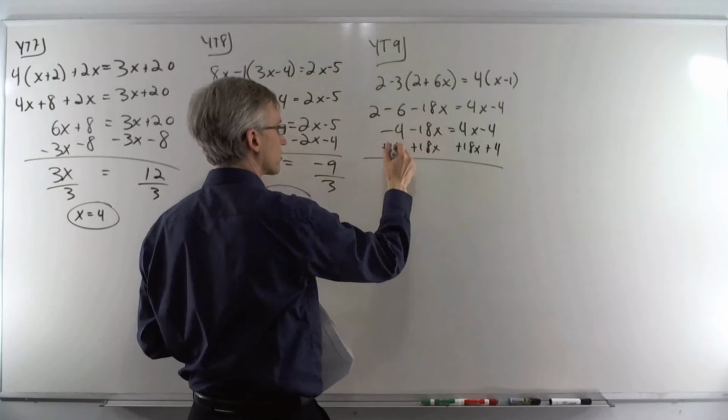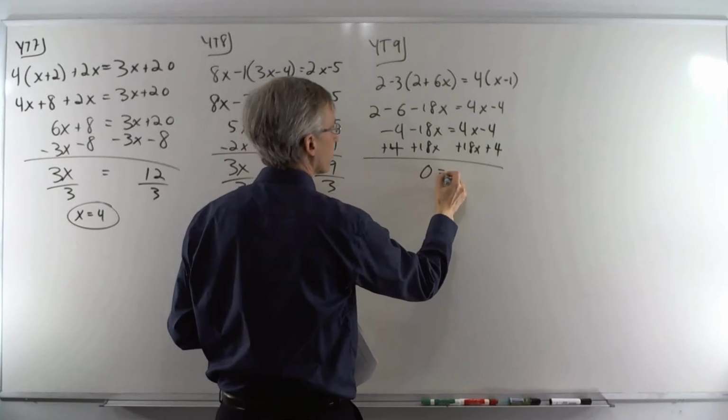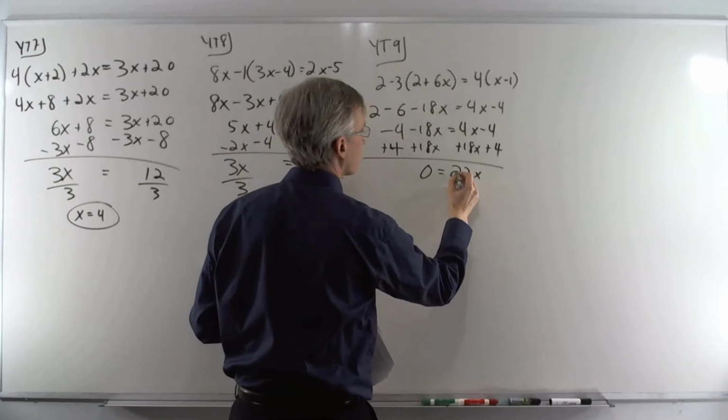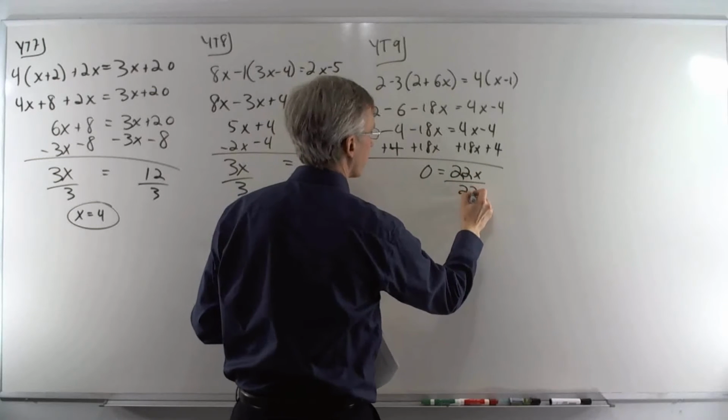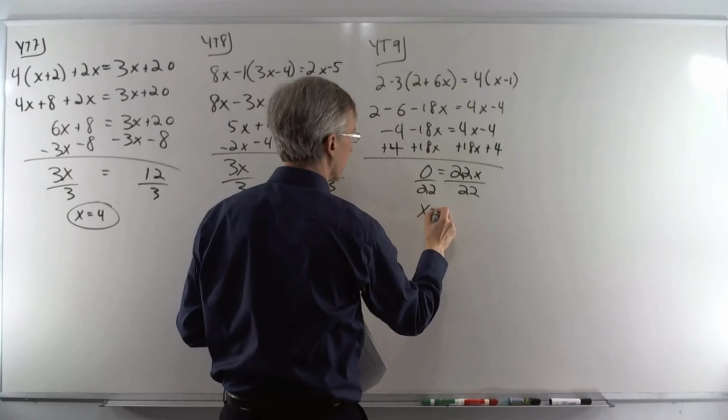Notice everything here goes away. So we have 0 equals 22x divided by 22. Anything 0 divided by anything is still 0, so x equals 0.